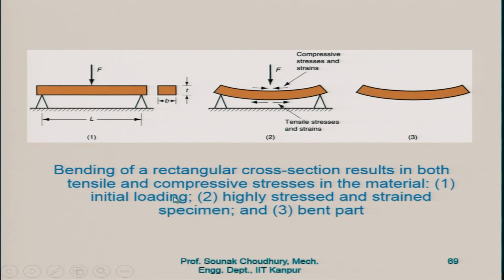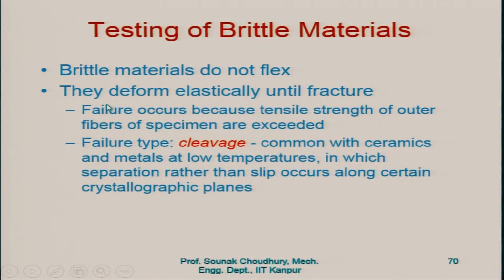This is obvious. This is the initial loading, the highly stressed and strained specimen, and the bent part as the force is removed. Testing of brittle materials continuing. The brittle materials do not flex. They deform elastically until fracture. Failure occurs because the tensile strength of the outer fibers of the specimen is exceeded. The failure type can be called cleavage, common with ceramics and metals at low temperatures, in which separation rather than slip occurs along certain crystallographic planes.